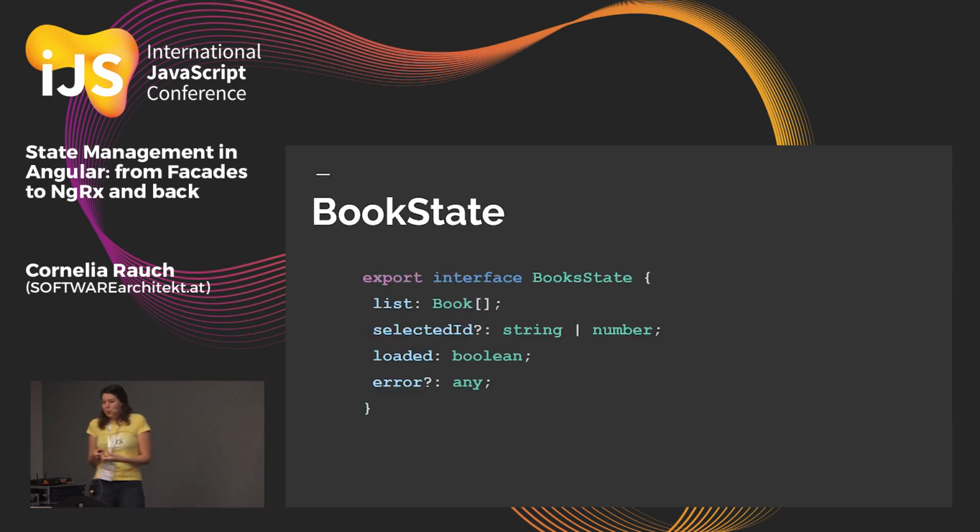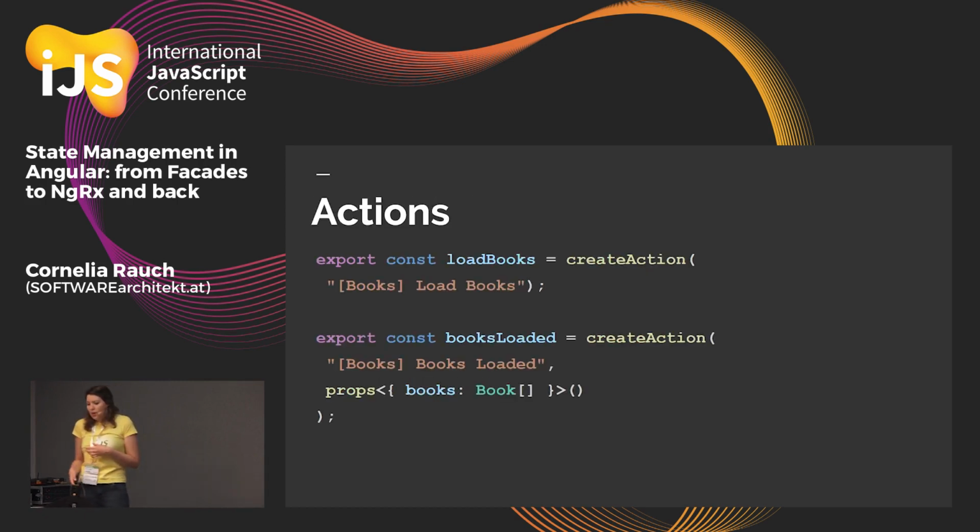So how does your book state look like? As I told you before, it's basically just an object tree, and this is a feature. So you have a structure of objects in objects, and here we have a partial state, which is the book state, which is going to manage our list of books, if the books are loaded, if there are errors, or if we have a book selected currently, for example.